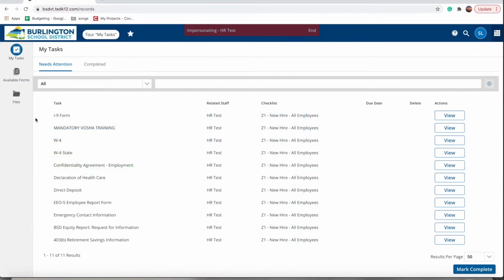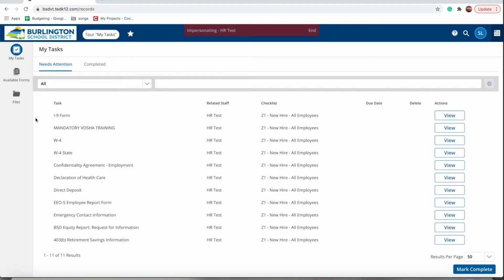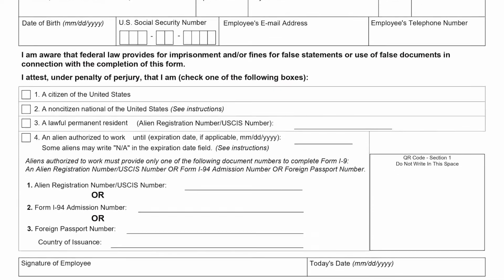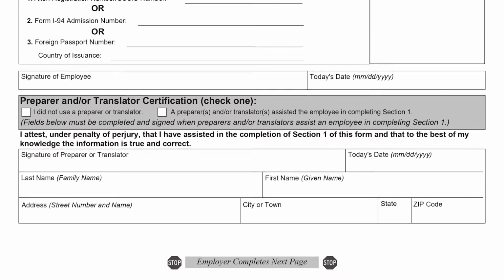This video will review the items assigned to all new hires, which will be found as tasks in your records portal. The first item is the I-9 form. This form is used to verify the identity and employment authorization for individuals hired in the United States.